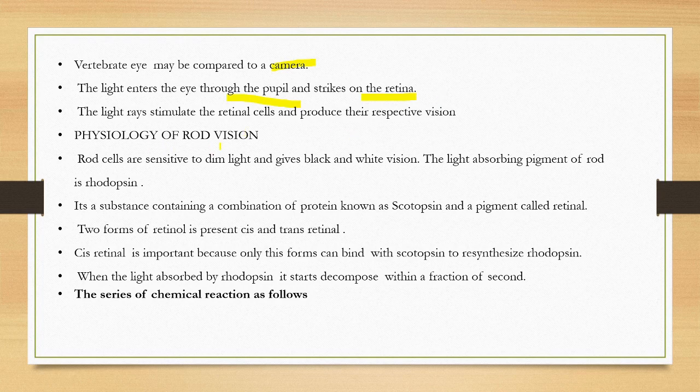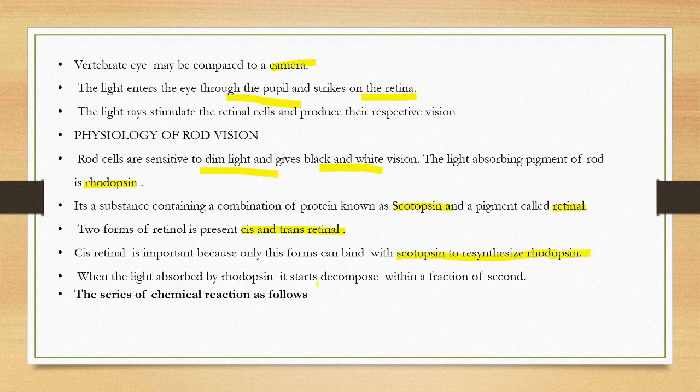Now what happens when the rod cells are activated? The rod cells are sensitive to dim light and give black and white vision. The light absorbing pigment is called rhodopsin. It is a combination of scotopsin and a pigment called retinal. There are two forms of retinal, the cis and the trans retinal. The cis retinal is important because only this form can bind with the scotopsin to resynthesize rhodopsin.